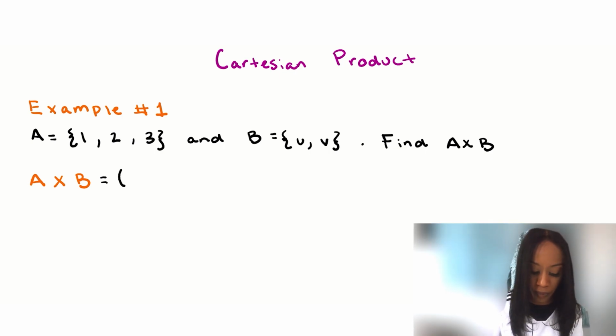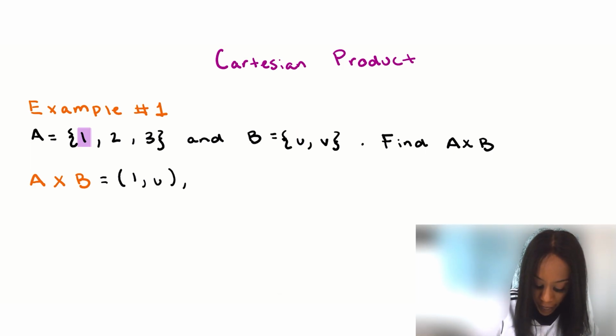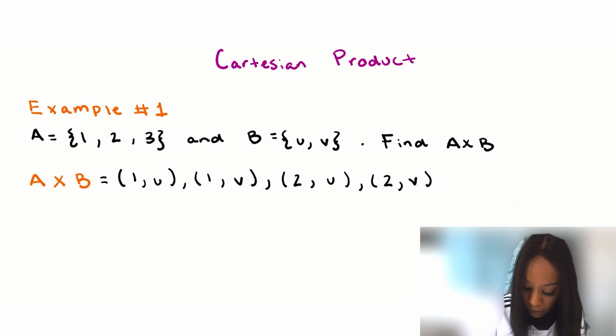So let's start with our first ordered pair. We'll start with the first element of A, which is 1, and the first element of B, which is U. Now we'll move on to the first element of A, 1, and the second element of B, V. Now the second element of A, 2, and the first element of B, U. The second element of A, 2, and the second element of B, V. And I think you all get the gist, so I'll just go ahead and finish this out with 3U and 3V.